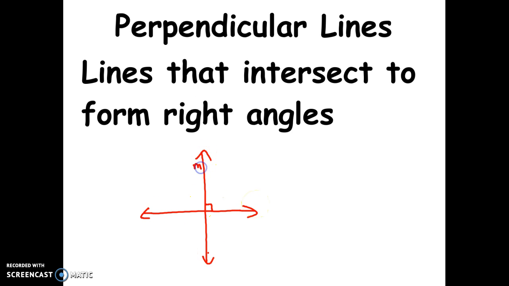So if this were line M and this were line N, the way that we would notate that these two lines are perpendicular is like this. Line M is perpendicular to line N.